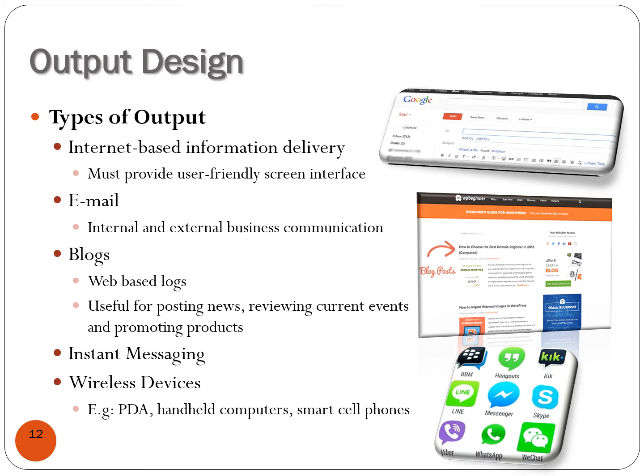Besides that, you can also consider delivering the output using blogs and instant messaging. Blogs are useful for posting news, reviewing current events, and promoting products. Instant messaging, such as WhatsApp, Line, etc., is another way for individuals and companies to communicate effectively over the internet. Messages and data can be transmitted to a wide array of mobile devices, including PDAs, handheld computers, smartphones, and so on.